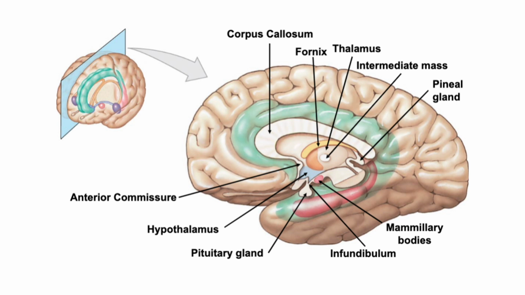We have what are called the mammillary bodies, the infundibulum, which is the hose-like connection that leads to the pituitary gland. Hopefully you guys remember the pituitary gland from when we learned about the sphenoid bone. Next, we have the hypothalamus, and finally we have the anterior commissure.